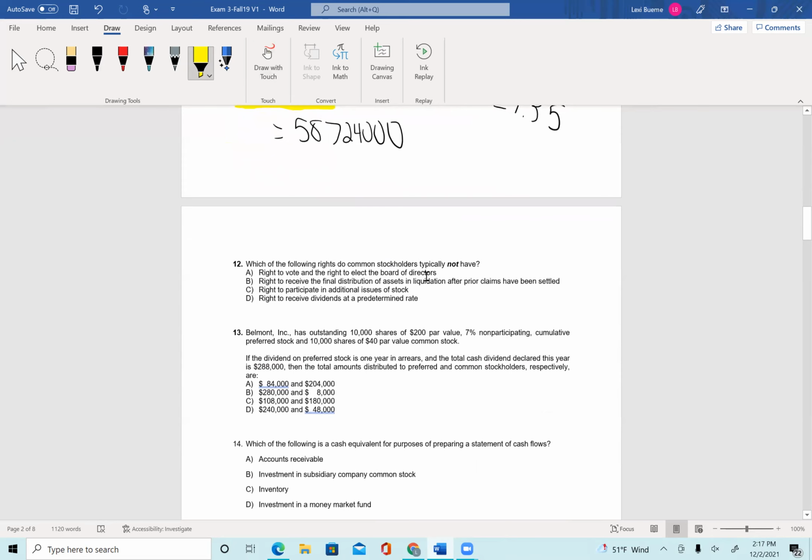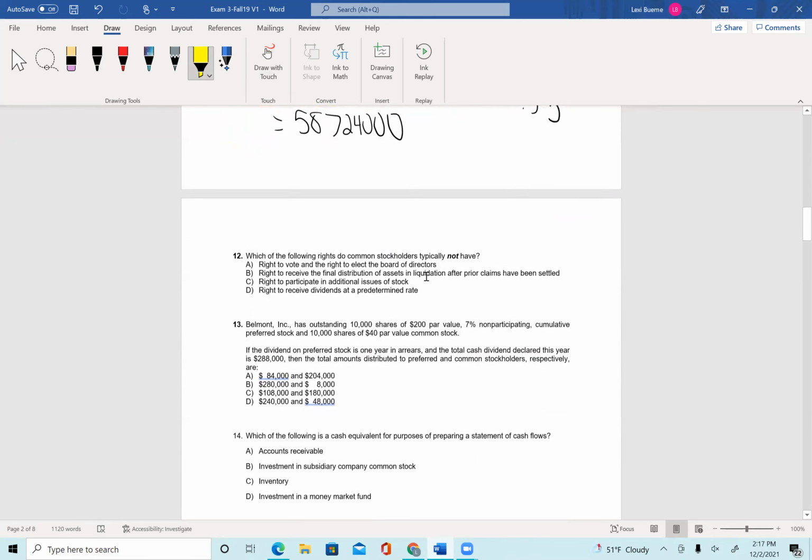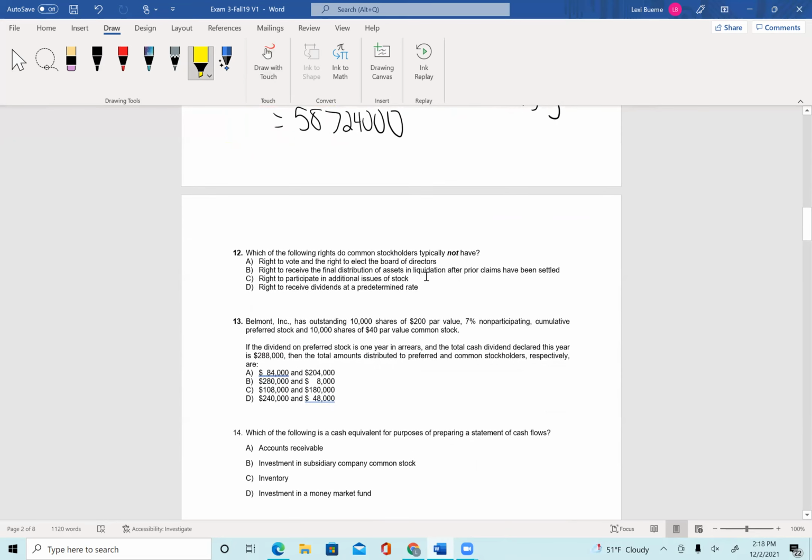All right, so 12, which of the following rights do common shareholders typically not have? They don't have the right to receive dividends at a predetermined rate. They can elect the board of directors and deal with the assets and stock, but not the dividends.